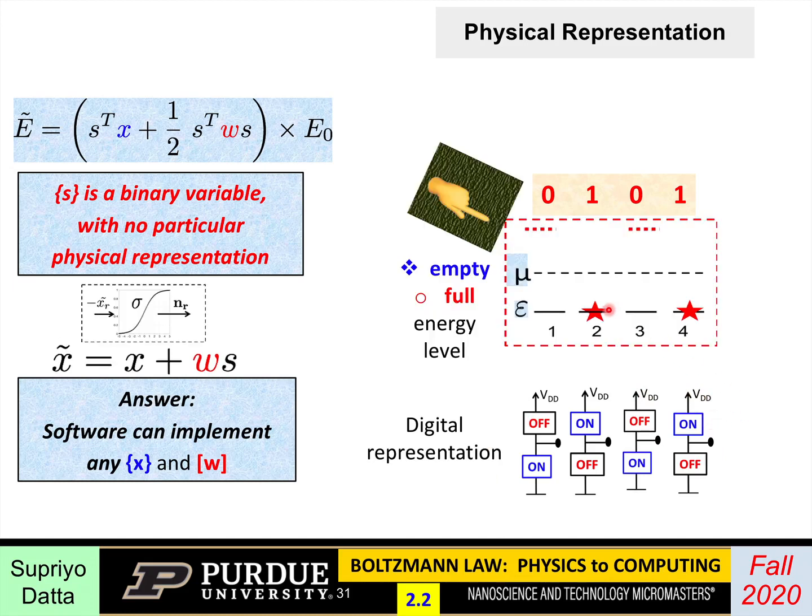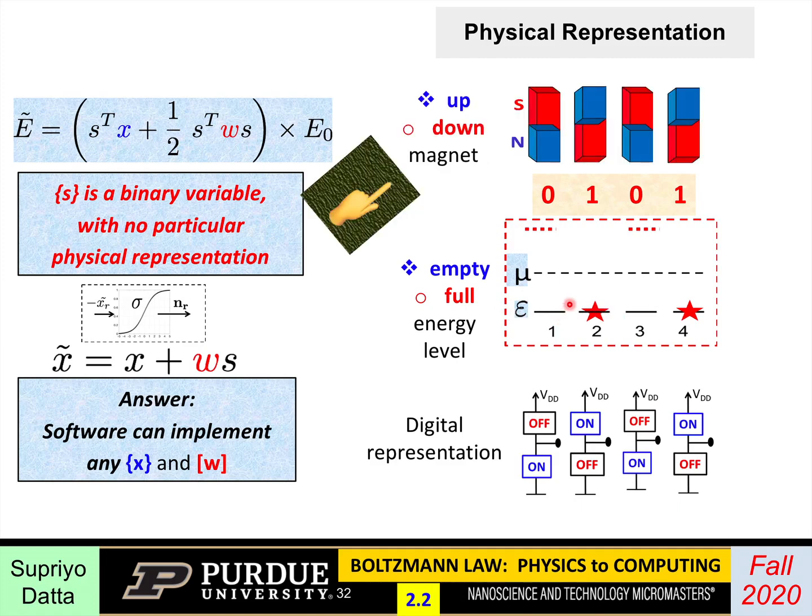Another way one could do it is what we have been doing so far, thinking of it as energy levels, which can either be full or empty. If it's full, it's 1. If it's empty, it's 0. Now, yet another way could be to view it as a magnet. So a magnet could have the south pole upwards and north pole downwards, or the north pole upwards and the south pole downwards.